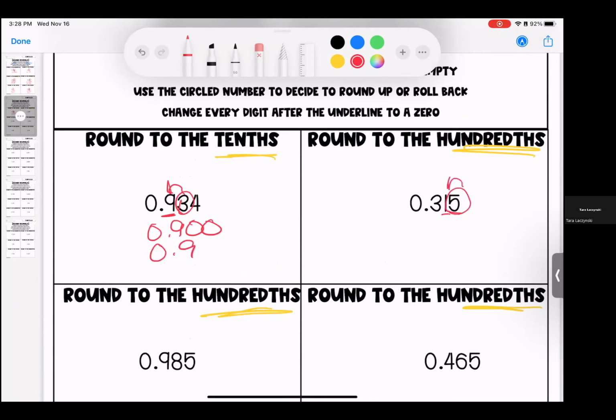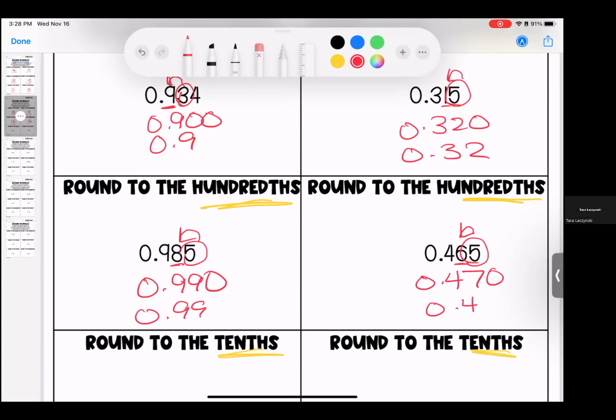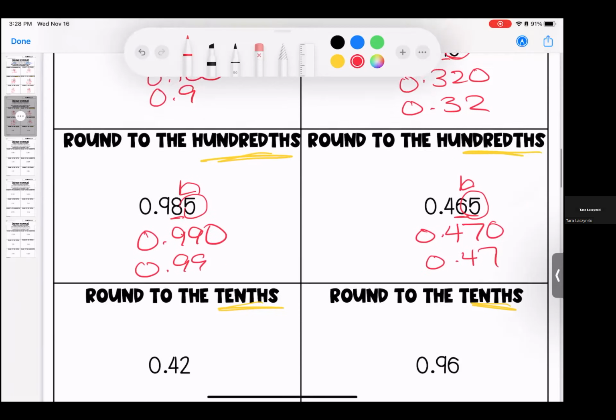Rounding to the nearest hundredth, that 5 tells me to round up. 320 thousandths or 32 hundredths, both would be correct. Rounding to the nearest hundredth, which is the 8. The 5 tells me to round up, so that 8 becomes a 9. Both of these would be correct. Rounding to the nearest hundredth, underline the hundredths, circle the thousandths place. That 5 tells me to round up. My 6 becomes a 7. Both of these would be correct.